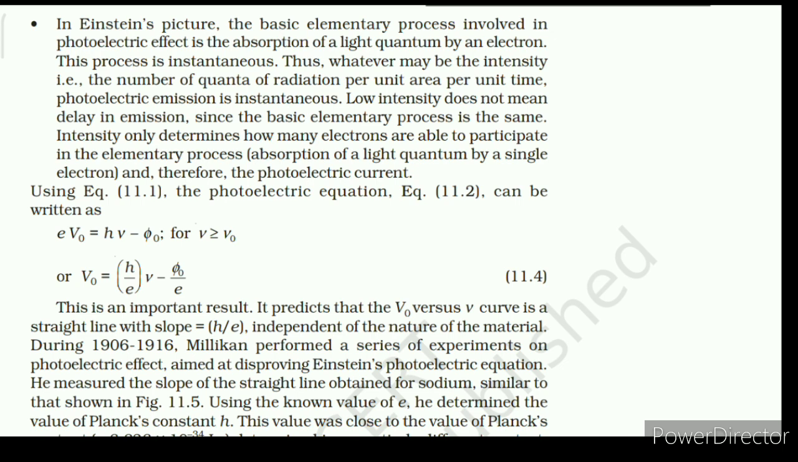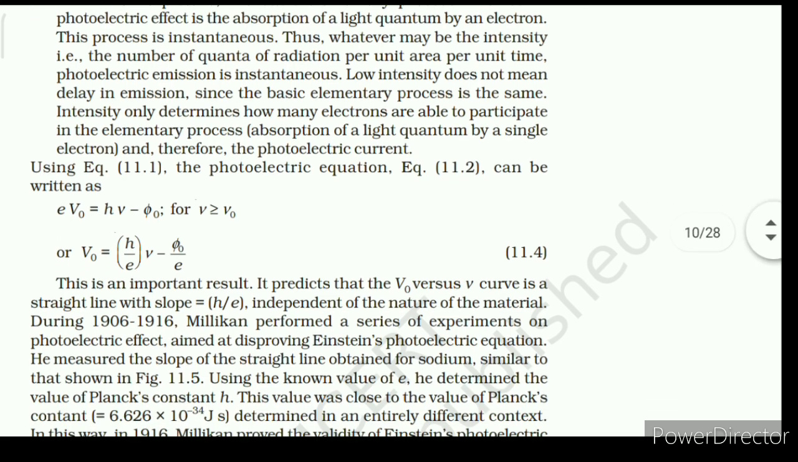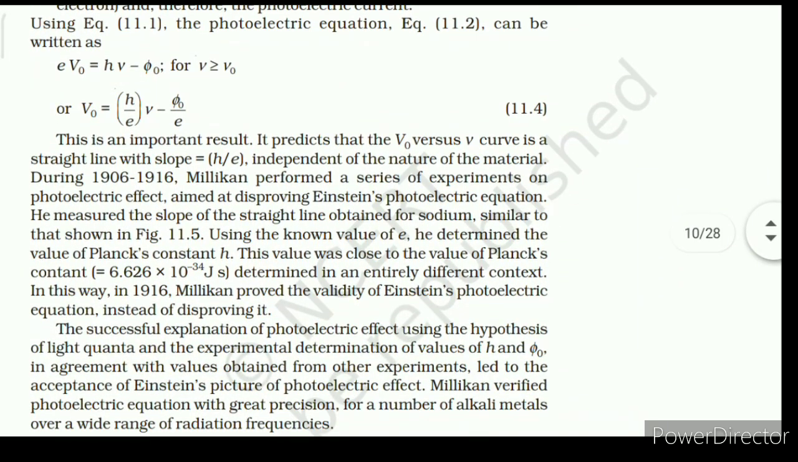During 1906 to 1916, Millikan performed a series of experiments on photoelectric effect aimed at disproving Einstein's photoelectric equation. He measured the slope of the straight line observed on sodium, similar to that shown in figure 11.2. Using the known value of e, he determined the value of Planck's constant h. This value was close to the value of Planck's constant equal to 6.626 times 10 to the power minus 34 joule second, determined in an entirely different context. In this way, in 1916, Millikan proved the validity of Einstein's photoelectric equation instead of disproving it.